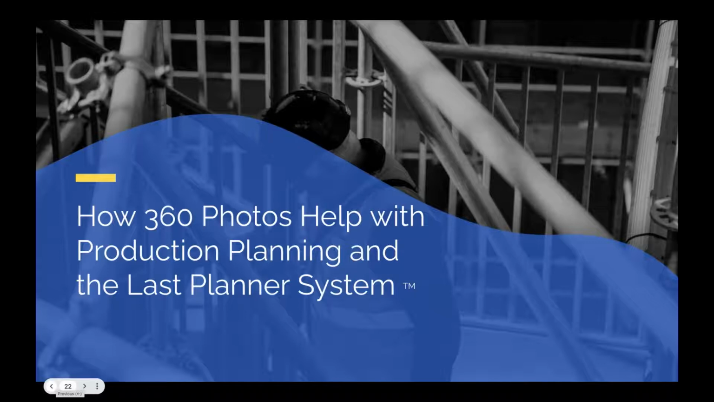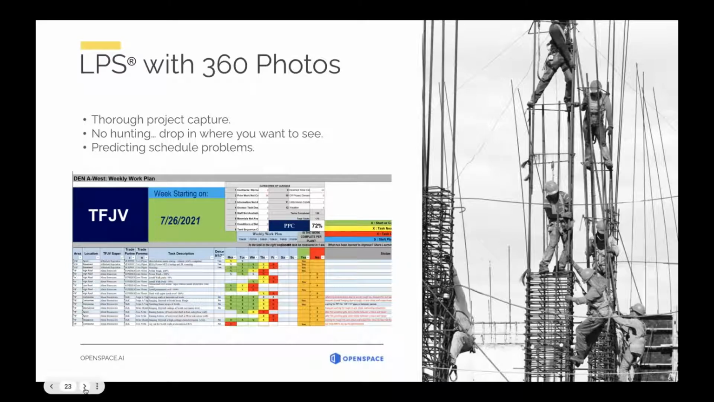And so, I wanted to talk a little bit about how 360 photos help with that production planning process, and in particular, really weave well into the last planner system, and how lean projects are planning work. And this is a screenshot of a weekly work plan from Chris's job. But I think when you can use 360 technology, and I wish when I was in the field on the Sutter job in Sacramento, where we were on an IPD project with all the trade partners and planning what got done, what didn't get done.